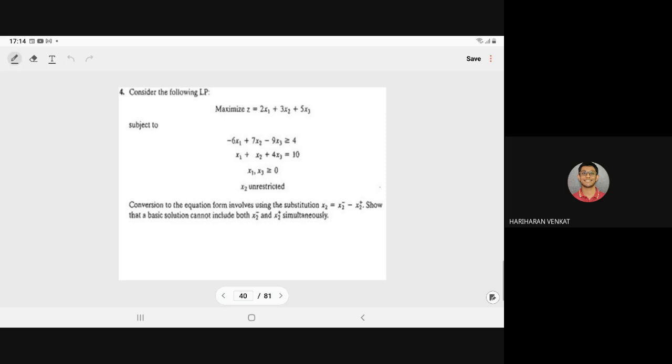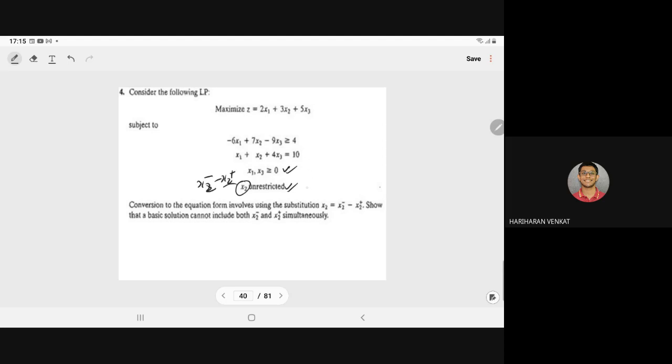Yeah. Next question. Consider the following LP. Maximize z is equal to 2x1 plus 3x2 plus 5x3 subject to minus 6x1 plus 7x2 minus 9x3 greater than or equal to 4, and x1 plus x2 plus 4x3 is equal to 10. Here x1 x3 are greater than or equal to 0, but x2 is unrestricted in sign.